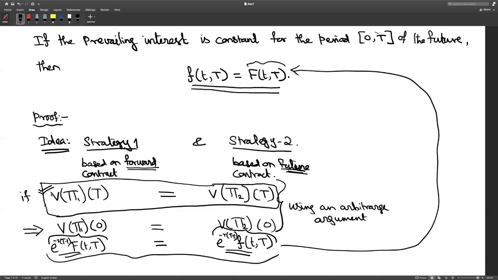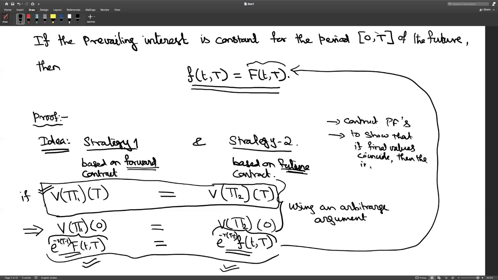This should coincide. Then you can use the arbitrage opportunity argument to show that if the final value coincides, then the initial value also coincides. Thereby, these two will be equal. That is how you will do it.